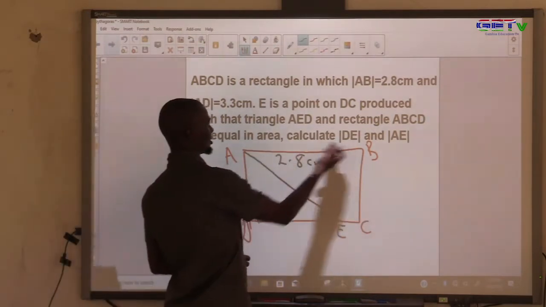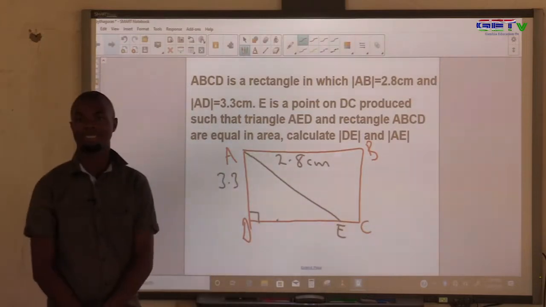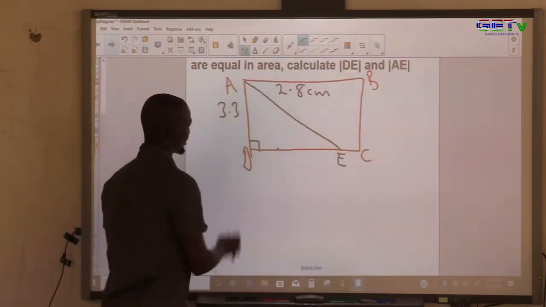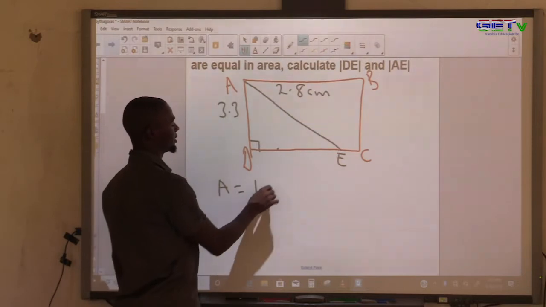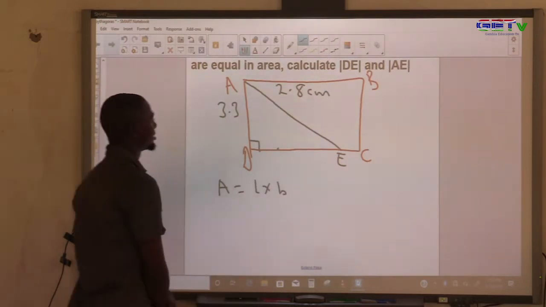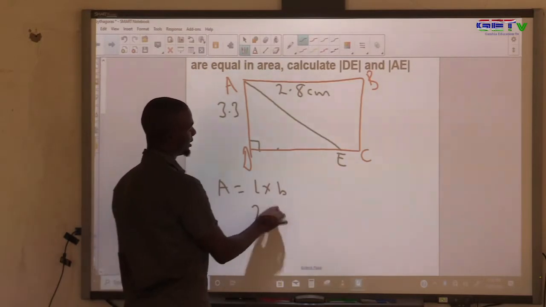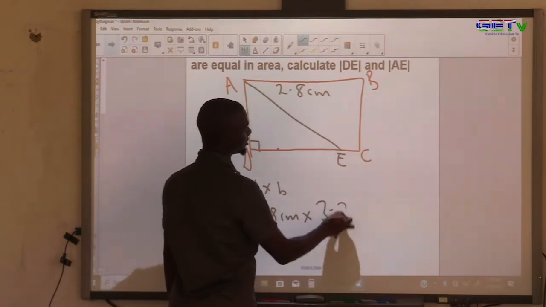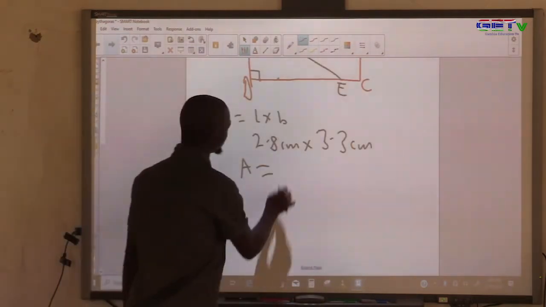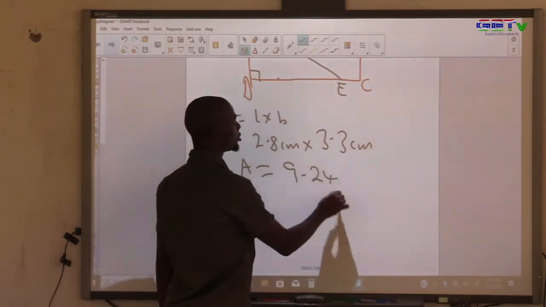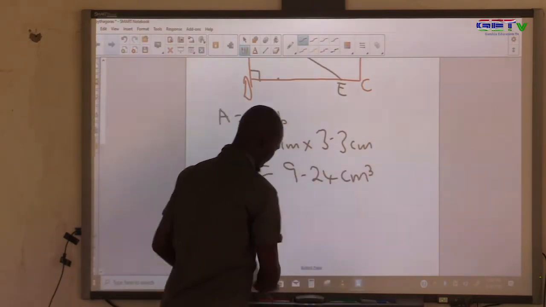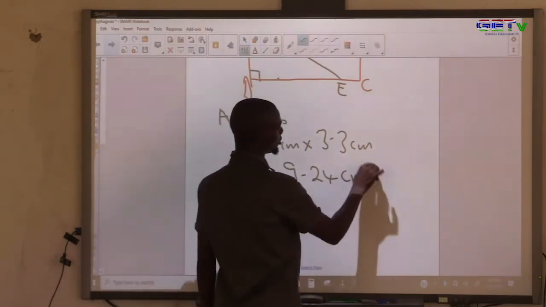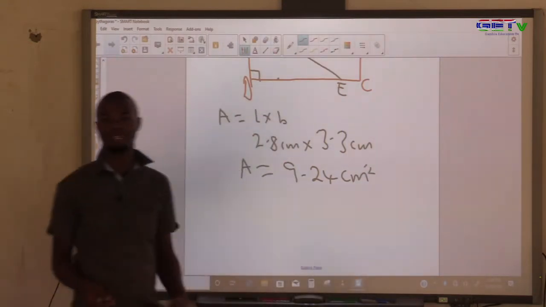This one here, you can find the area of the rectangle. Area of rectangle is length times breadth. The length of the rectangle is 2.8 centimeter times 3.3 centimeter. That is 9.24 square centimeter. This is the area of the rectangle.